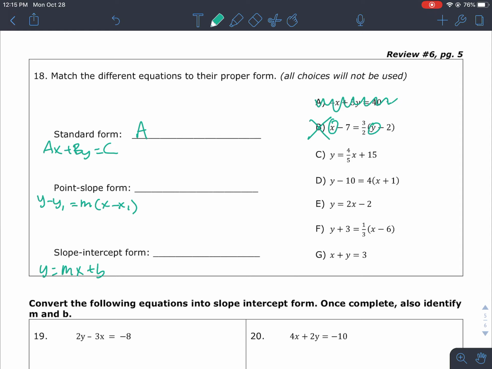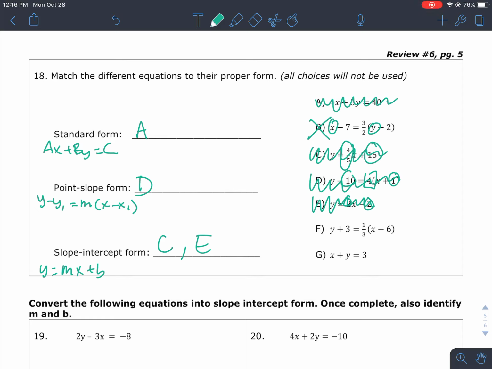C, y equals 4/5 x plus 15. Well, here I can clearly see my slope and my point. So that's going to be slope-intercept. D, y minus 10 equals 4 times x plus 1. I have my y1, my x1, and I have my slope. So that's going to be point slope form. E, y equals 2x minus 10. Well, I can see my slope and my intercept. So that's slope-intercept form.